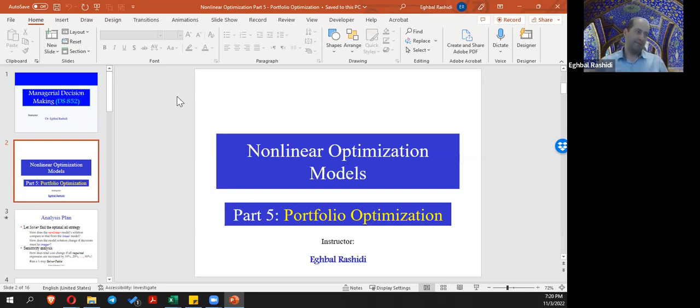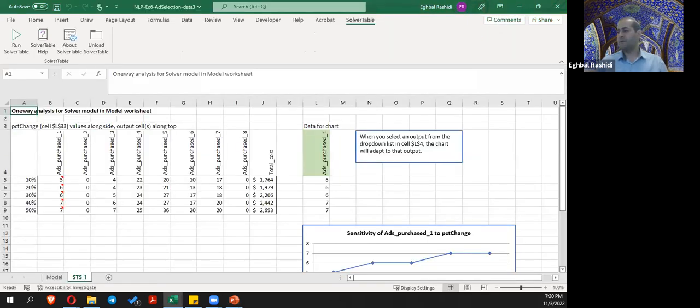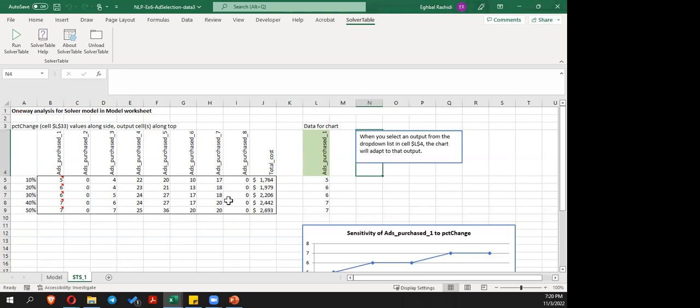Okay, so let's see. I think the model is done. Yes. You see the Excel sheet? You see the Excel file? Yes. Okay.